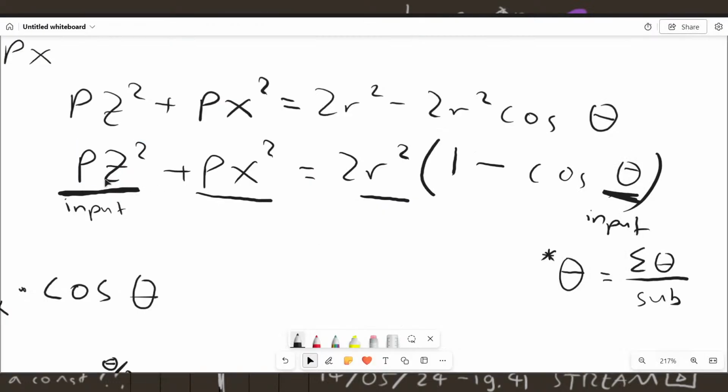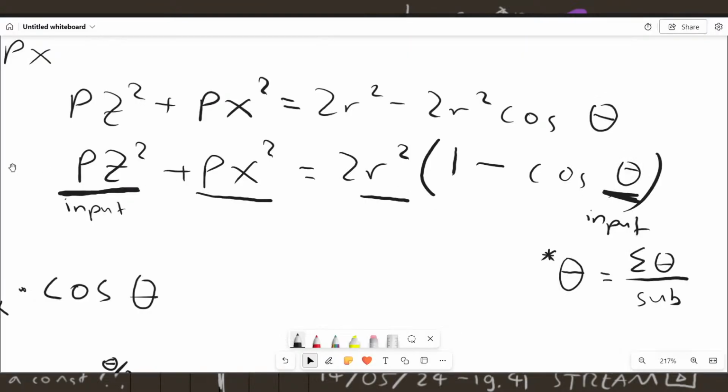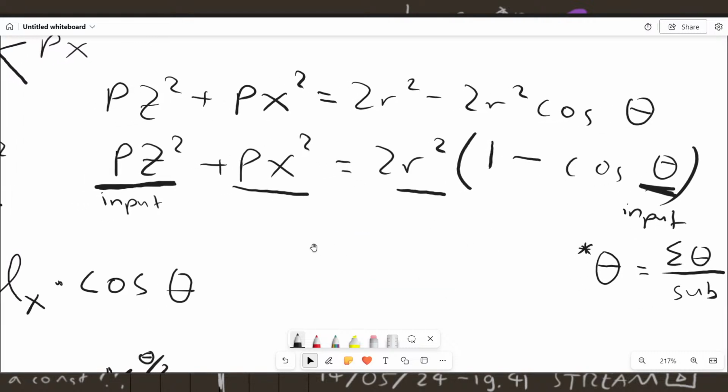But we have pz and r, which is two things. And there's the theta. Theta is just the angle, right? So pz and r should be somewhat correlated, but I don't know how to derive it from there.